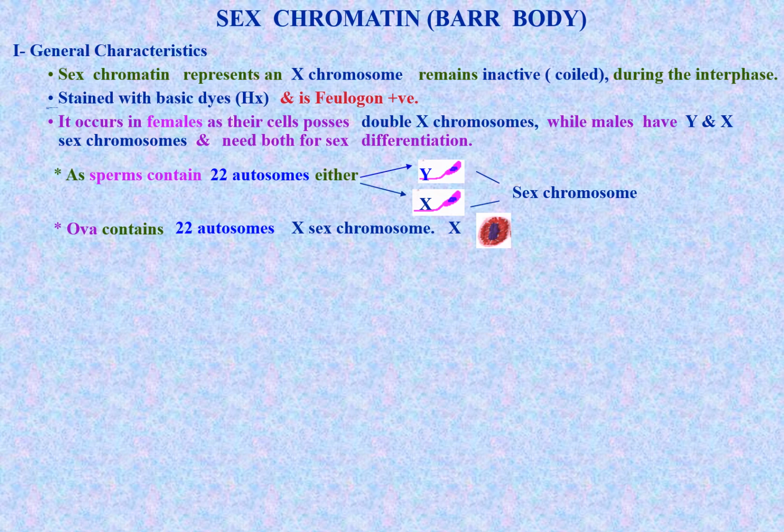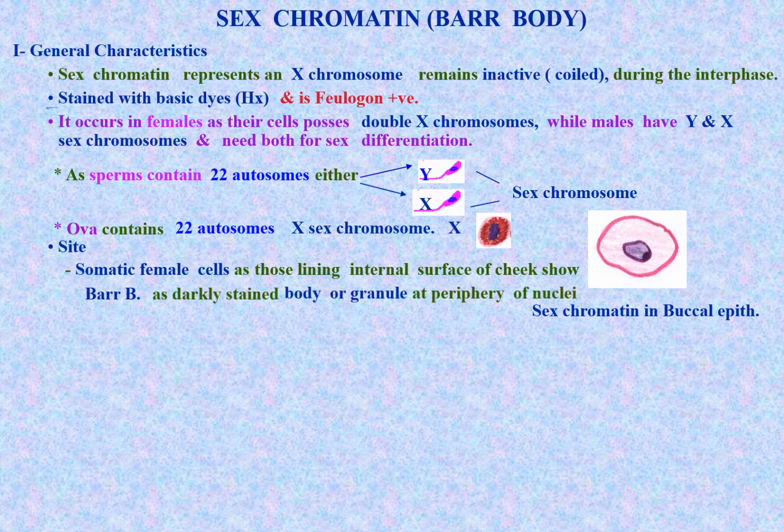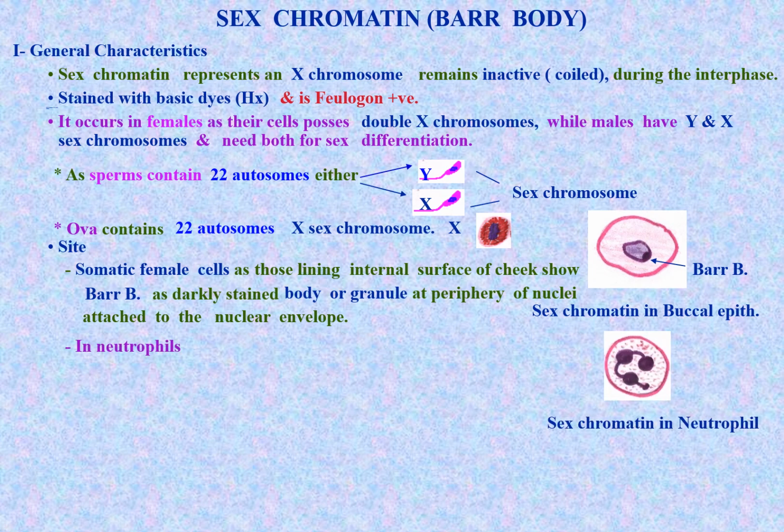an X sex chromosome. Site: somatic female cells, such as those lining the internal surface of the cheek, show the Barr body as a darkly stained body or granule at the periphery of their nuclei, attached to the nuclear envelope. In neutrophils, the Barr body appears as a drumstick-like structure attached to the nucleus.